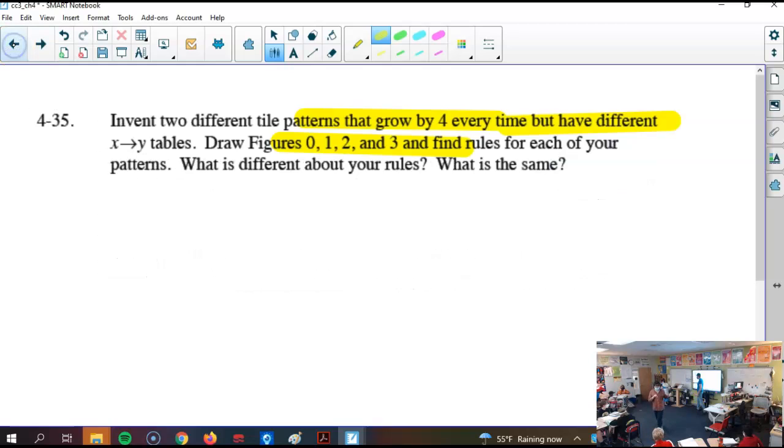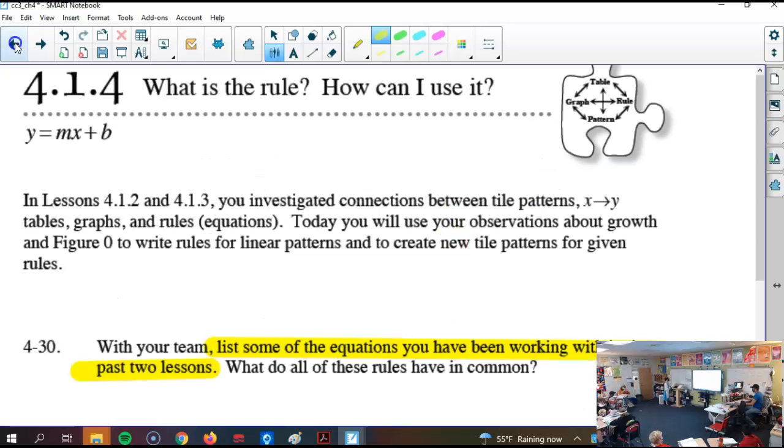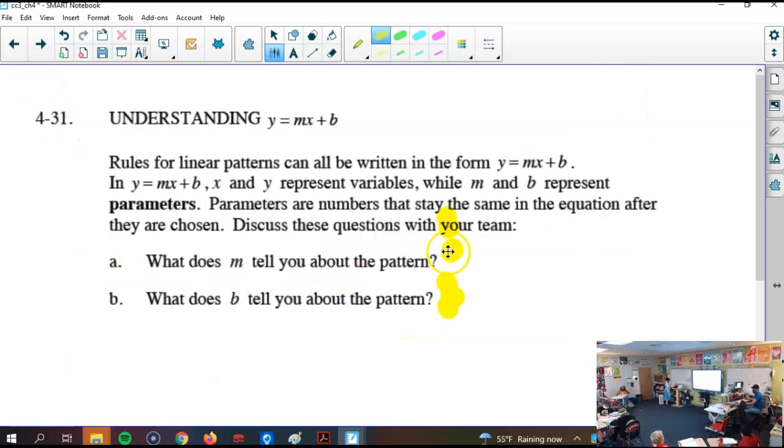So obviously we don't do the learning logs. I normally just don't do that. So that is what we're doing. Your goal is to get to problem 35. And we are starting back here and just listing some equations. And guys, 30 and 31 can go together. Write down some equations and talk about this has growth of whatever, this starts at whatever. Do my directions make sense?